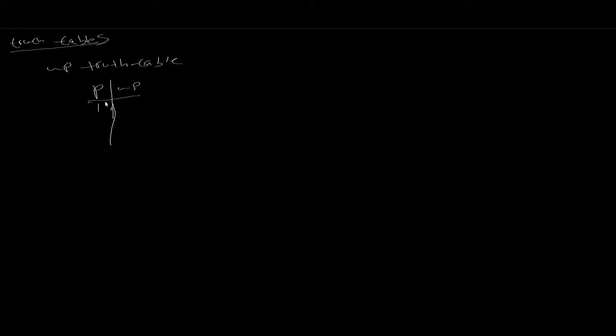We're going to look at truth tables. The first is not P. So we draw true or false. So the opposite of true is false, and the opposite of false is true.